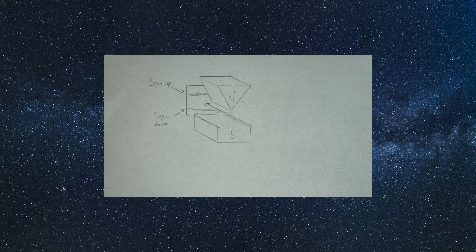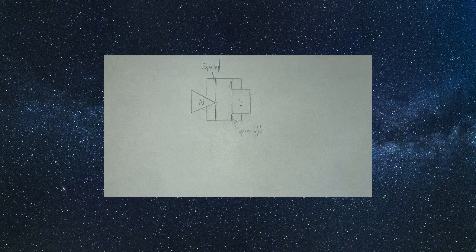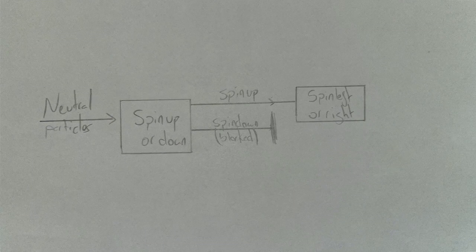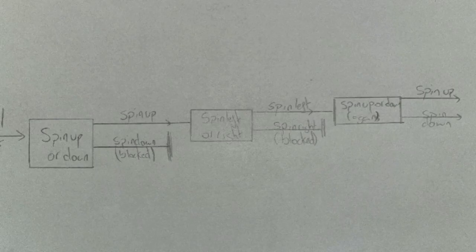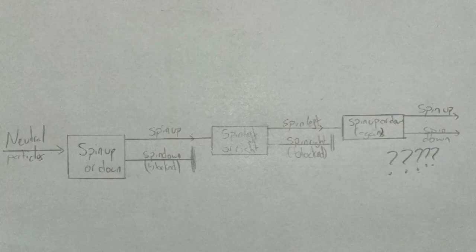There's nothing special about up or down. We can flip it like this and still get left and right. But what if we do spin left and spin right after we do spin up and spin down? There's still two beams. Okay, well now let's do spin up and spin down again. There's two beams again? How's this possible? We already blocked one of them.